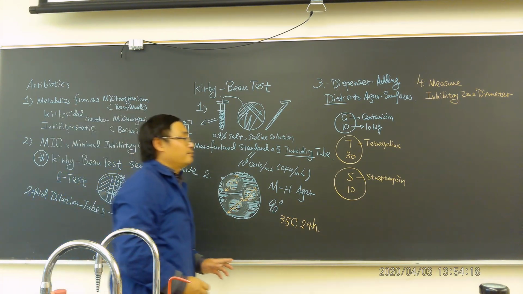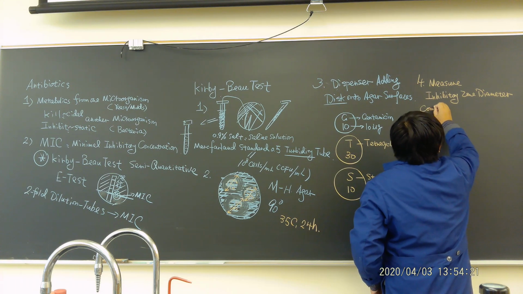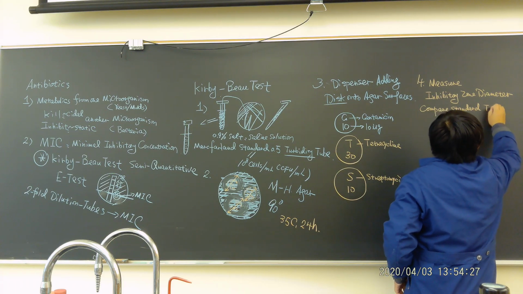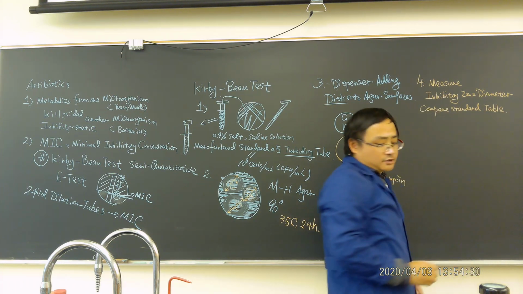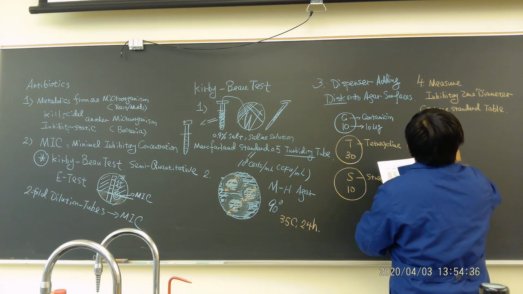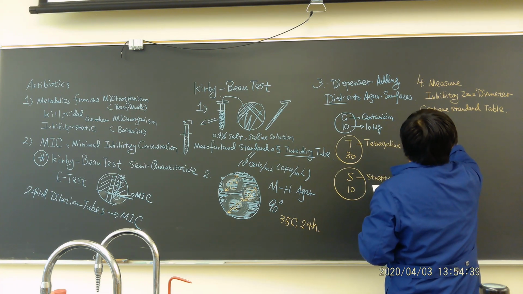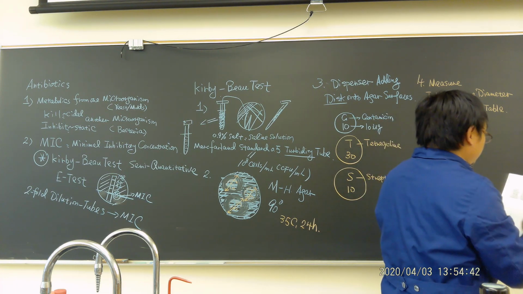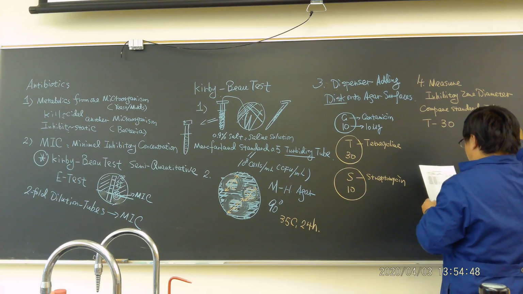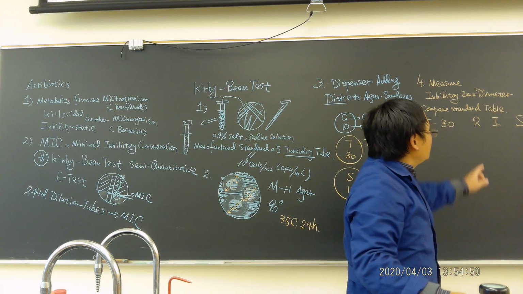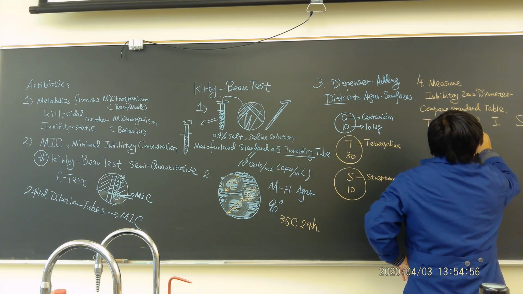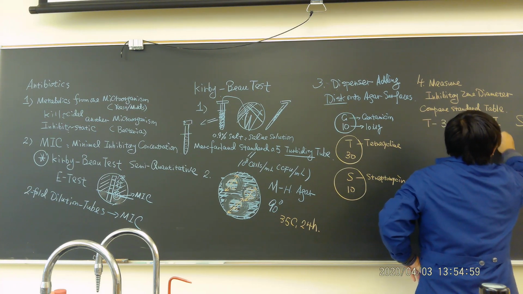Then you have to compare with the standard table. Okay, I'll give you an example. Let's say tetracycline, which is T30. I compare with the standard table. We have R, I, and S. R means resistant. I means intermediate.